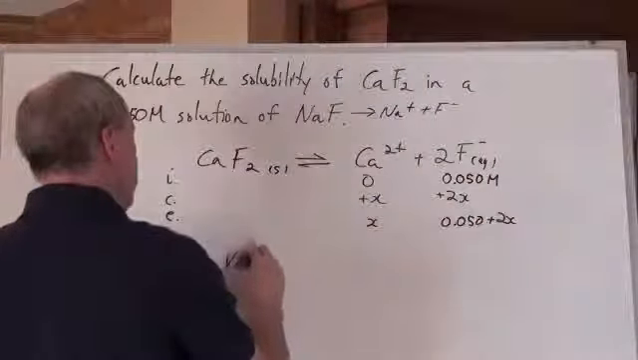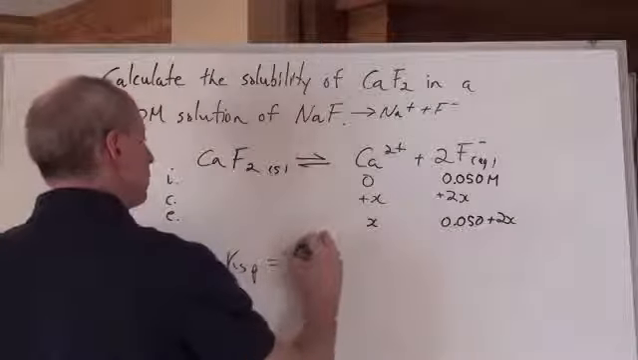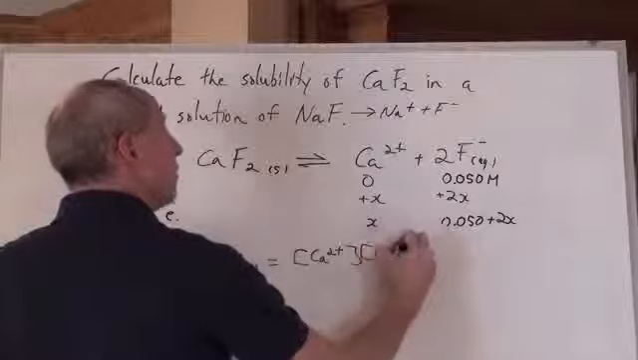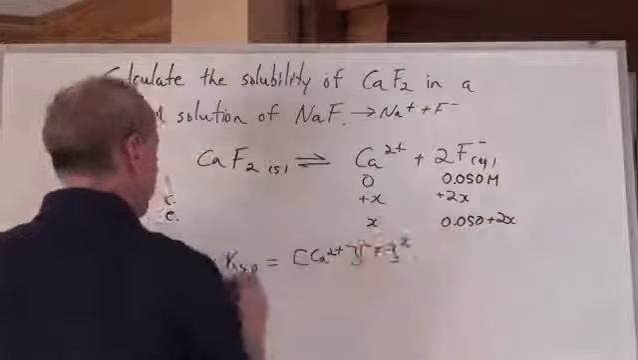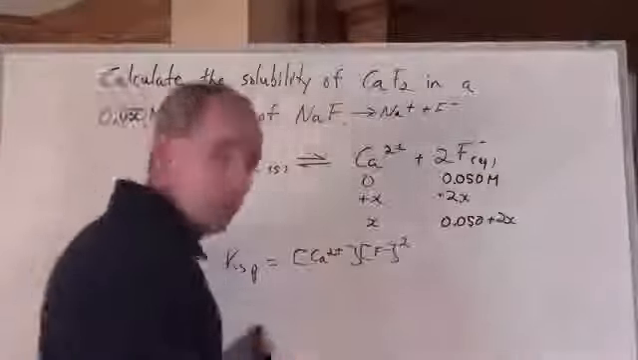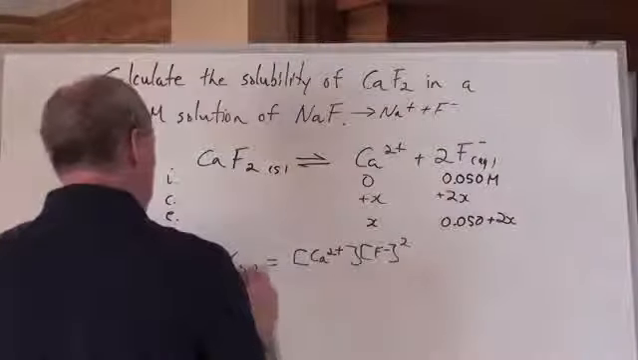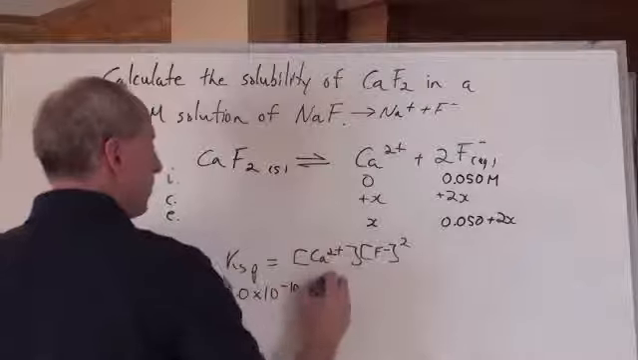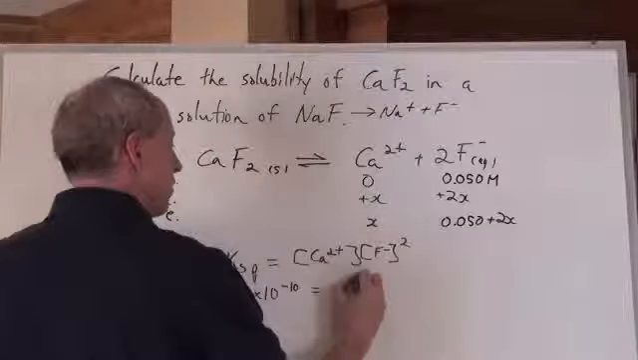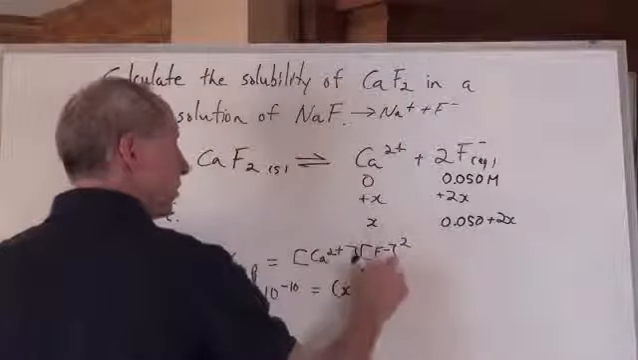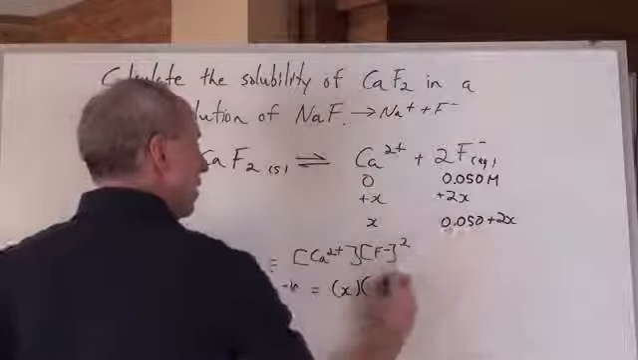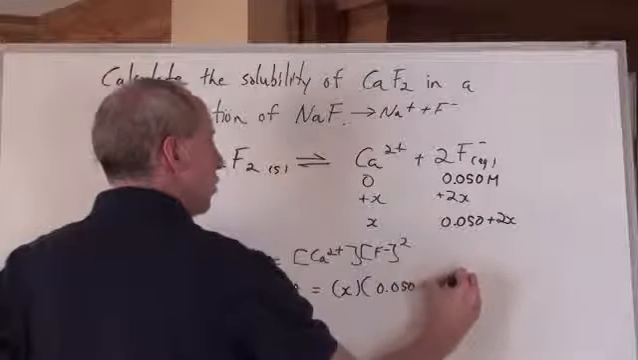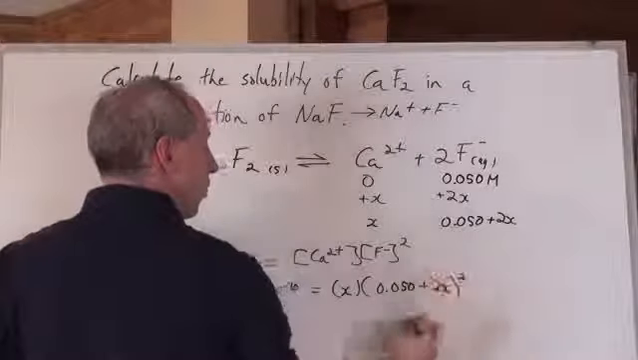Set up your expression: KSP equals the concentration of the Ca2 positive times the concentration of the F negative, but it's squared. The KSP for this, you can look it up on a table because you're going to need it, is 4.0 times 10 to the negative 10. And that equals, what's the concentration of the calcium? X. What's the concentration of the fluoride? It's 0.050 plus 2X, and that's squared.